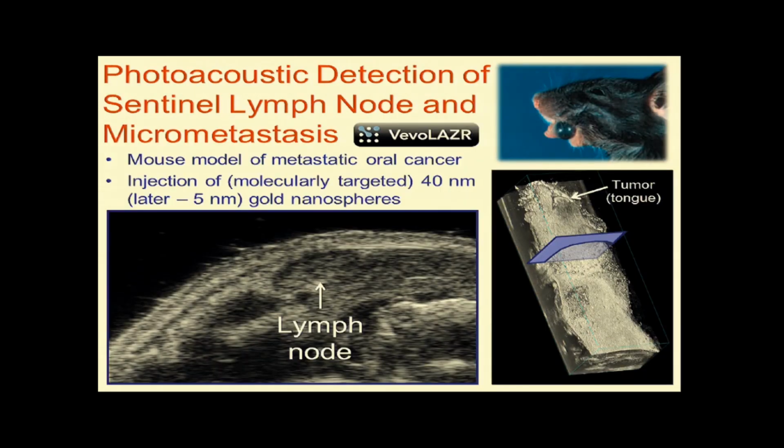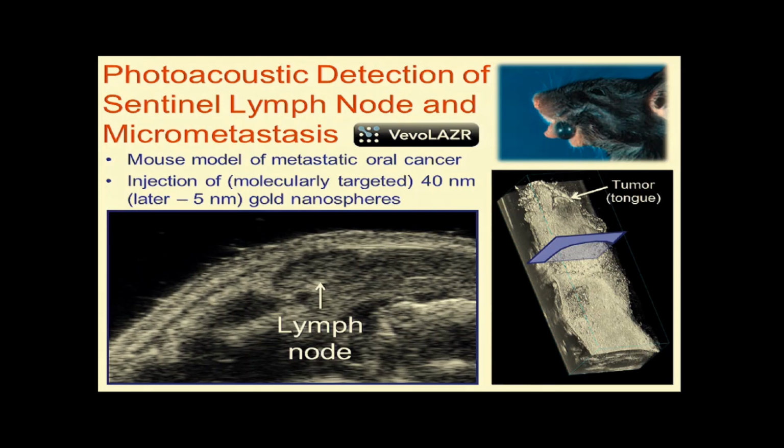So, an example I'm going to show you with the system that we have in our lab. It's Vivo laser. We're going to use a metastatic mouse model of oral cancer. So you can see the primary tumor. We know exactly where it is. We know the phenotype. We know everything about the tumor. This is not the point of detection of the tumor. The point of this study is to be able to tell whether this tumor metastasized or not.